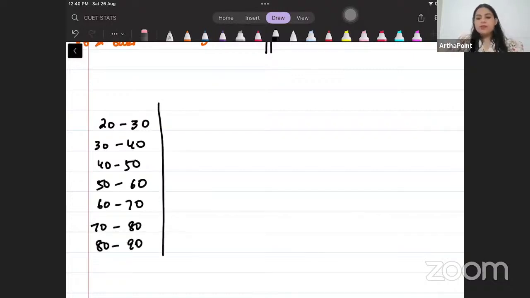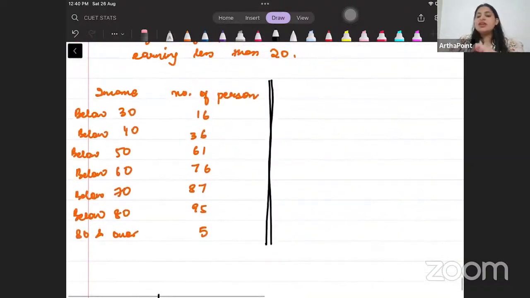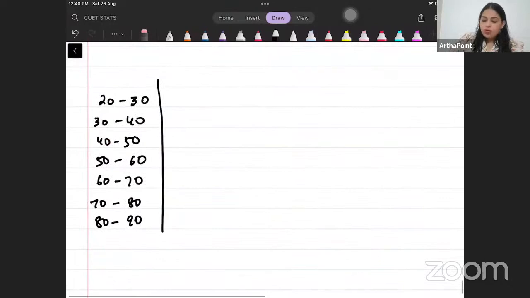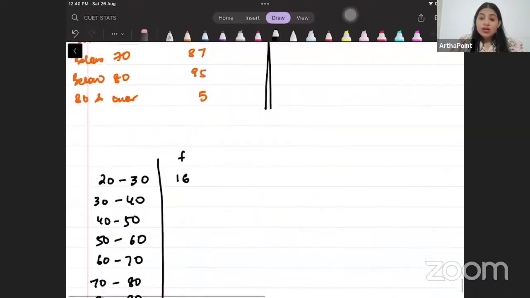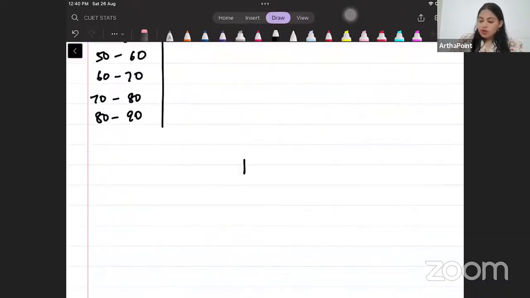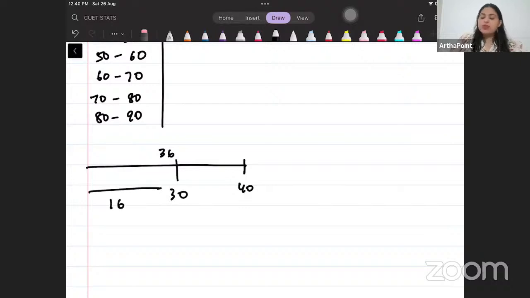Now look at the second thing. Beta, this says that below 30 there are 16 people. So no problem, my CF will be 16. But now it says below 40 there are 36 people. So dekho beta, below 40 there are 36 people, out of which below 30 there are 16 people.